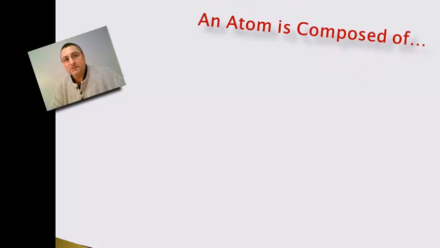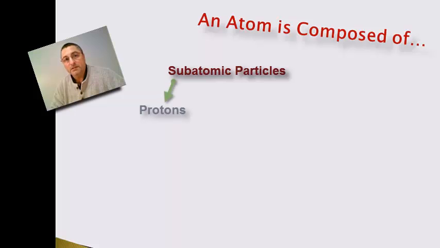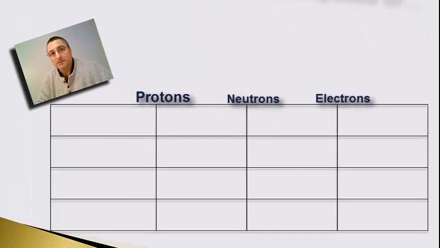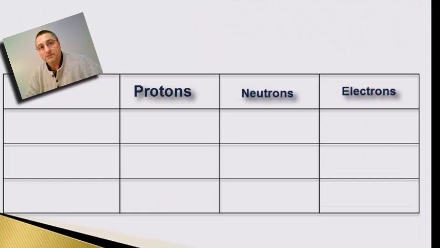And to do that, we need to discuss what an atom is and what makes up an atom. An atom is composed of subatomic particles. There's three types of subatomic particles. There are protons, there are neutrons, and there are electrons. And for each of those three, we can determine how many protons, how many neutrons, and how many electrons there are in a given element simply by looking at the periodic chart.